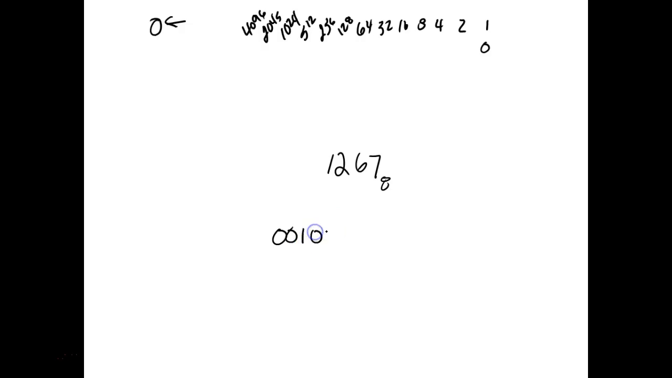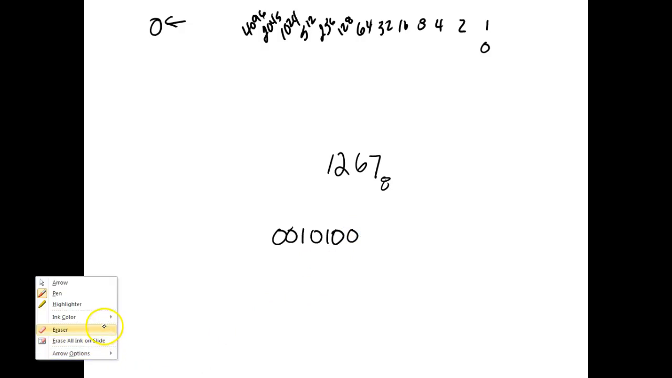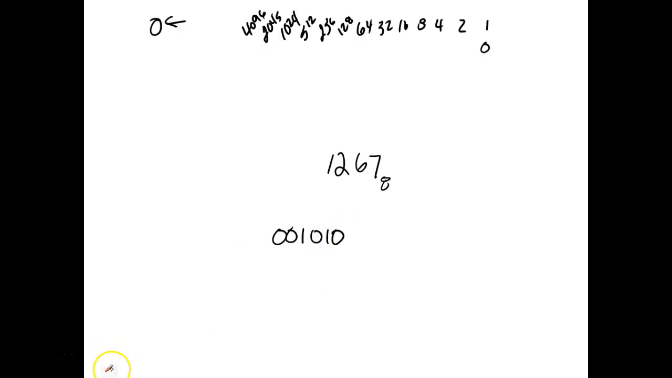1, 2, oops, wrong base, Rich. 6, 7, base 2. Everybody see how I did that? Are we okay?